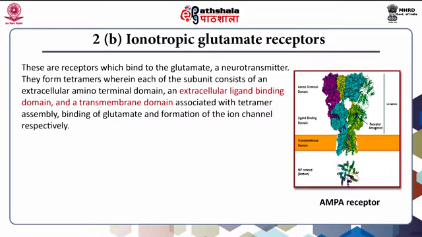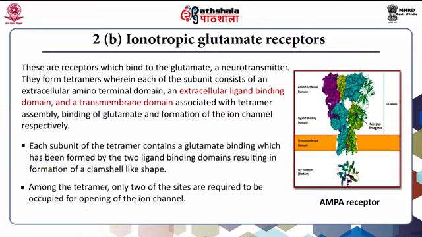This channel forms a tetramer, wherein each subunit consists of an extracellular amino-terminal domain, an extracellular ligand binding domain, and a transmembrane domain. Binding of glutamate to the tetramer assembly activates this ion channel. AMPA receptors come under this superfamily.